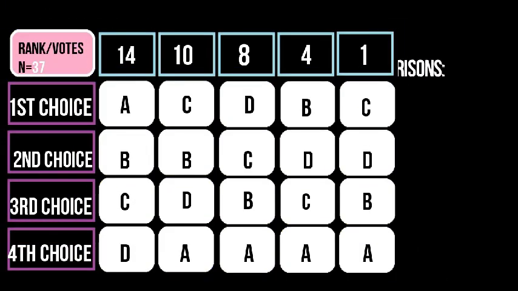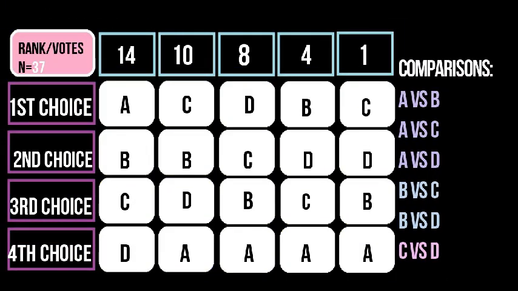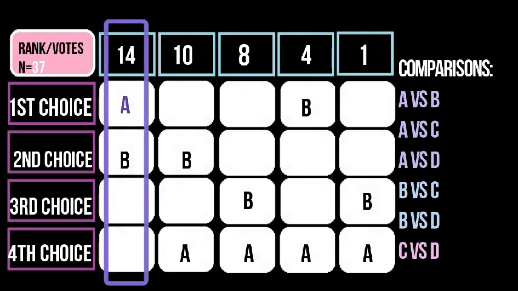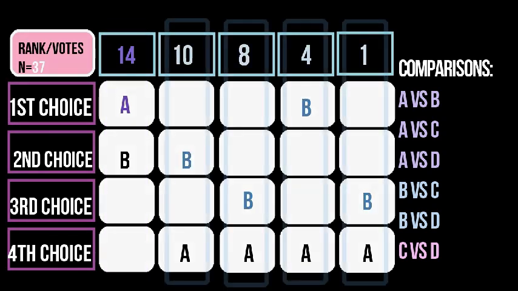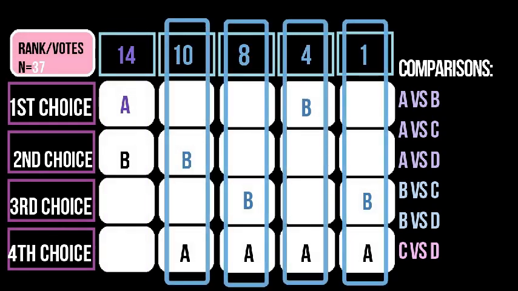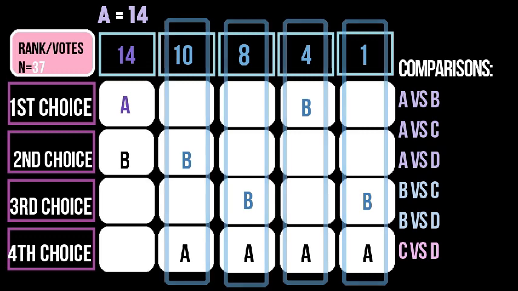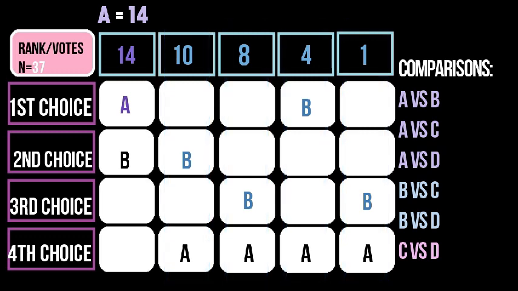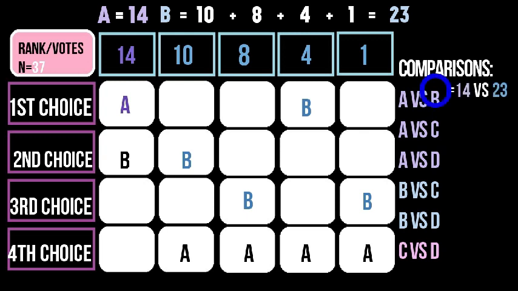We first list the comparisons that we are going to need, which is all pairs of candidates. We do so by comparing A versus B, A versus C, until we reach C versus D. By comparing A and B only, you can see that A is more preferred than B in the highlighted columns. Thus, A gets the summation of those votes, and B gets the votes in the columns where B is more preferred than A. Thus, we see that A is preferred by 14 voters over B, and B is preferred by 23 voters over A. B wins and gets 1 point.